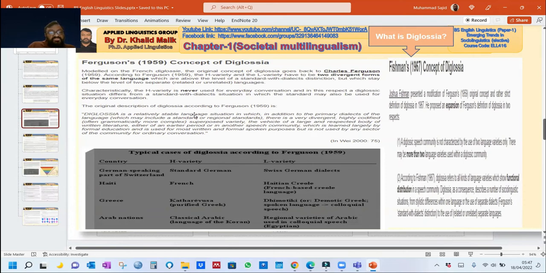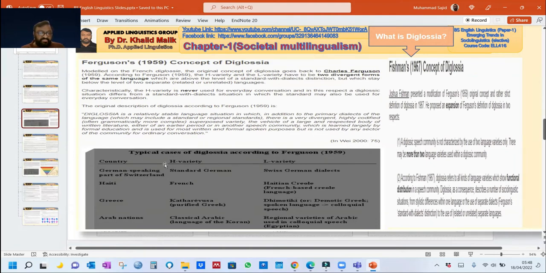The original description of diglossia according to Ferguson 1959, that's the pure definition first given by him, is a relatively stable language situation in which, in addition to the primary dialects of the language, which may include a standard or regional standards, there is a very divergent, highly codified, often grammatically more complex, superposed variety, the vehicle of a large and respected body of written literature, either of an earlier period or in another speech community, which is learned largely by formal education and is used for most written and formal spoken purposes, but is not used by any sector of the community for ordinary conversation. That is the first pure definition of diglossia.